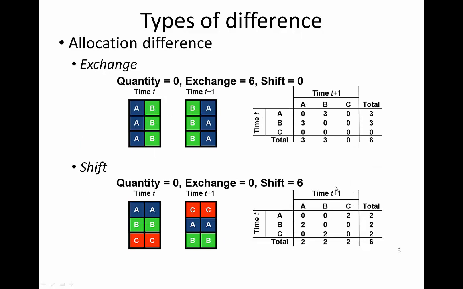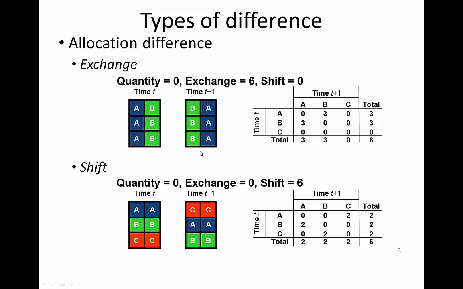Allocation difference is defined as the amount of difference between the map at time t and the map at time t plus 1 that is due to the less than maximum match in the spatial allocation of the categories, given the proportions of the categories in the time t map and the time t plus 1 map. The sources of allocation difference can be separated into two components called exchange and shift. We can see in these figures a graphic representation of the types of difference between the map at time t and the map at time t plus 1.